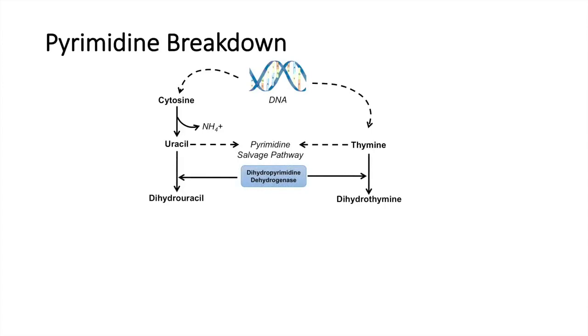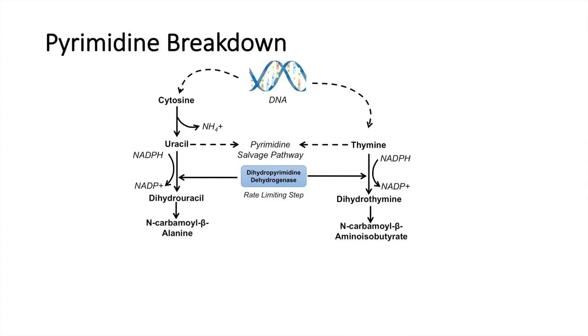They'll both be acted on by an enzyme known as dihydropyrimidine dehydrogenase, and uracil becomes dihydrouracil, and thymine becomes dihydrothymine. Now, this step actually requires NADPH. This step is also the rate-limiting step of pyrimidine breakdown. The next step processes dihydrouracil to N-carbamoyl beta-alanine, and dihydrothymine gets processed to N-carbamoyl beta-amino isobutyrate.